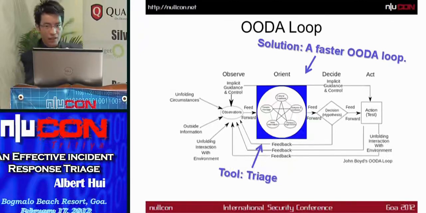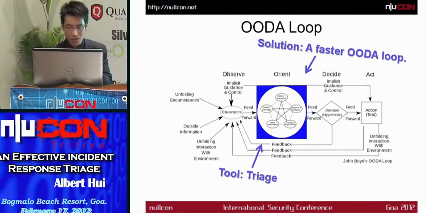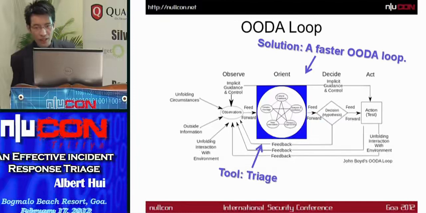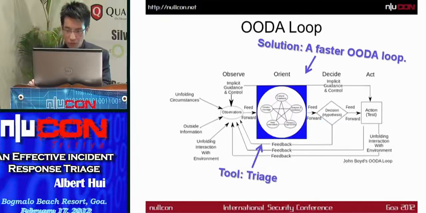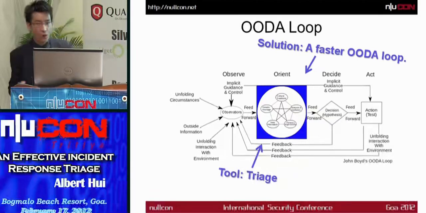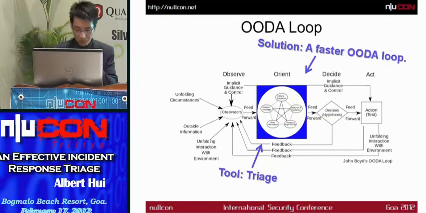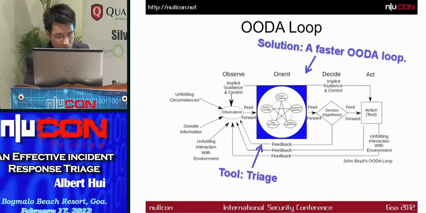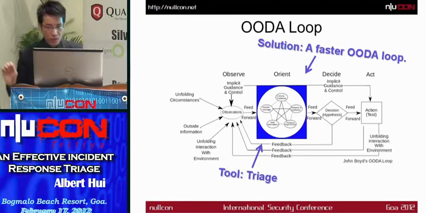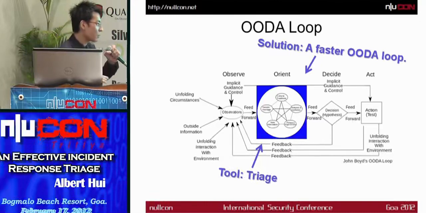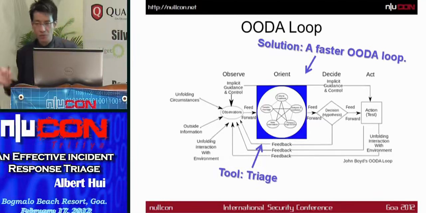So this is kind of like a denial of service attack scenario. The attacker can use little resources, and if you do it the old school way, your resources will be used up, no matter how much resource you throw into it. So I argue that the way to deal with this asymmetric problem is to tighten your OODA loop to be able to react faster. So this is the solution, tightening the OODA loop. And the tool that I propose is a systematic triage process.